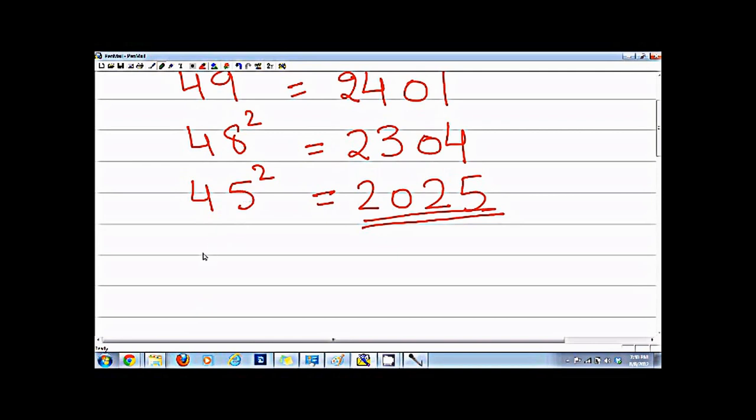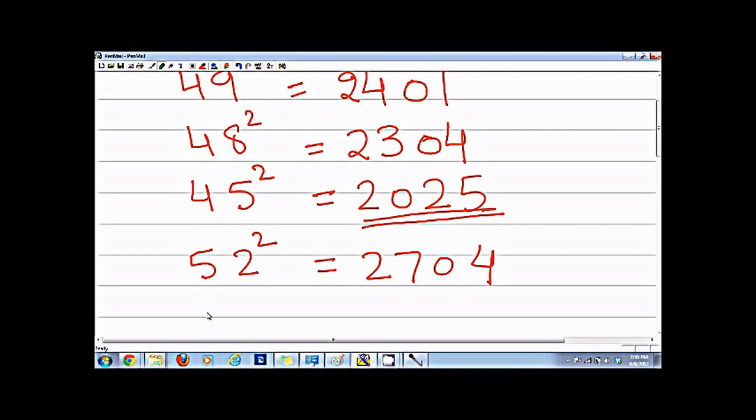For example, if I have 52 square, then what I'll do is I add 2 to 25, which is 27, and then I'll write square of 2, which is equal to 4. So its answer is 2704. So let's look at the proof.